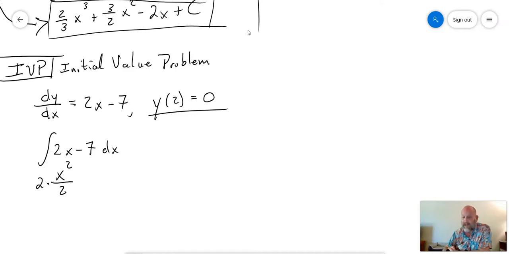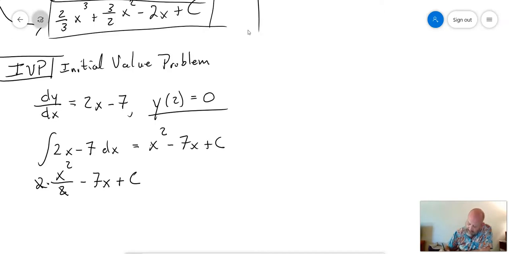You notice how I'm not separating all the steps this time. The integral of negative 7 is going to be negative 7x. And then on top of that, I have a plus c. Right? And notice here the 2's cancel out, and so this comes out to be x squared minus 7x plus c.